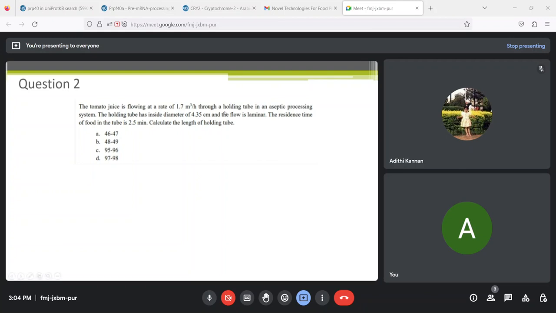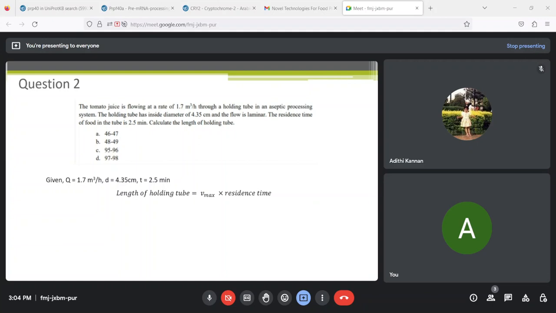So the amount of time it spends inside the holding tube is 2.5 minutes. So we need to calculate the length of the holding tube. Given is Q, the flow rate, which is 1.7 meter cube per hour, D, the inside diameter, which is 4.35 centimeters, and T, the residence time, which is 2.5 minutes. So we need to calculate the length of the holding tube. That can be done by the formula.